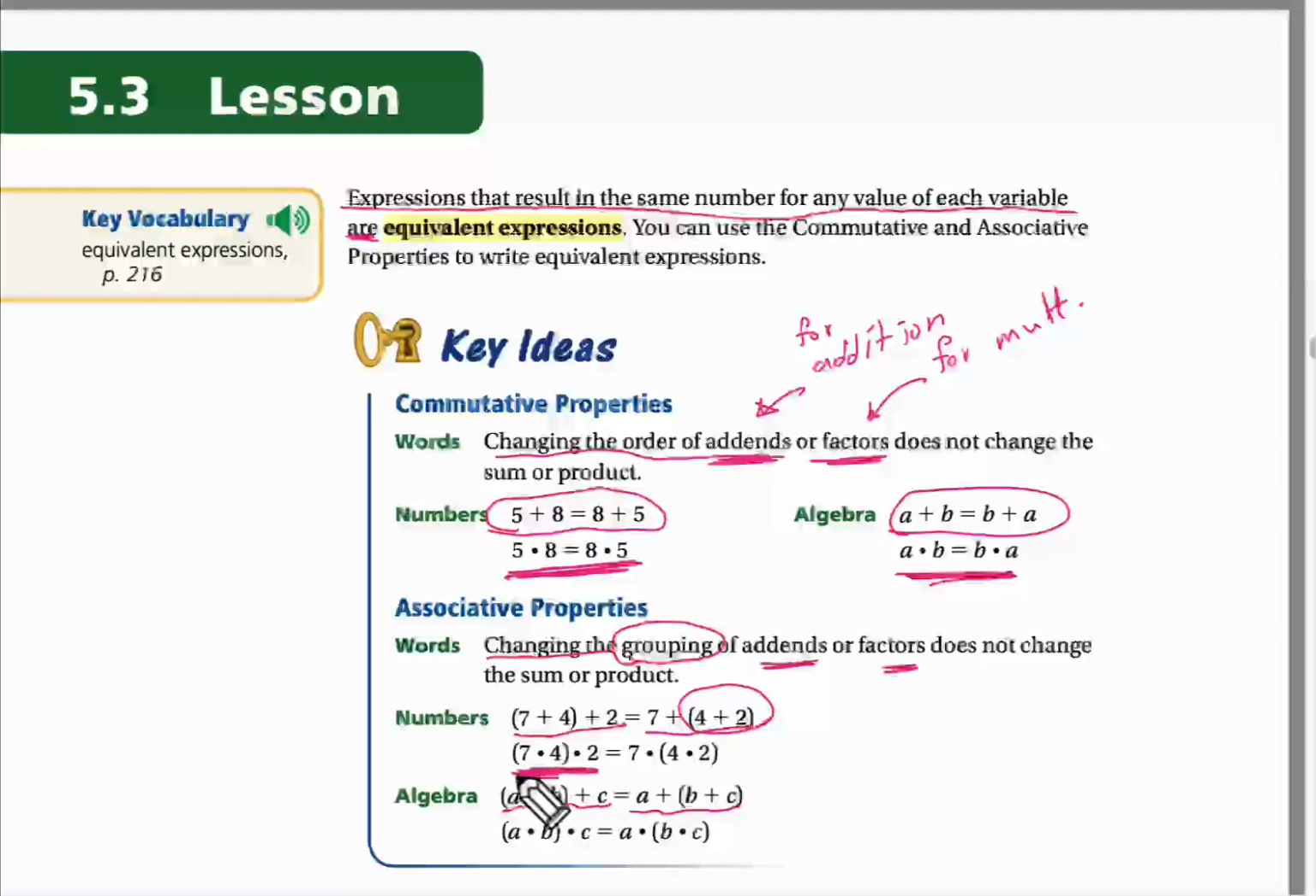It was 7 times 4, then times 2. It's the same as 7 times the product of 4 times 2. So A times B times C is the same as A multiplied by B times C.